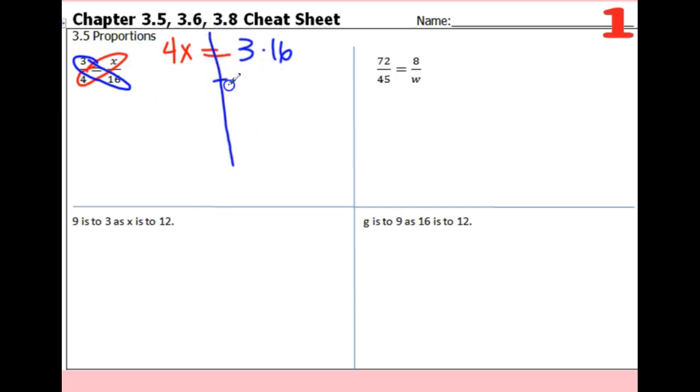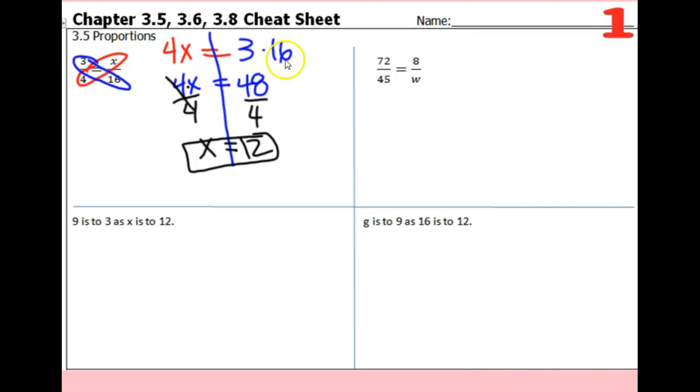I'm going to plug 3 times 16 into my calculator. 3 times 16 gives me 48. And over here we have 4x. Our goal is to get x by itself, so the opposite of multiplying by 4 is dividing by 4. So 48 divided by 4 gives us 12.